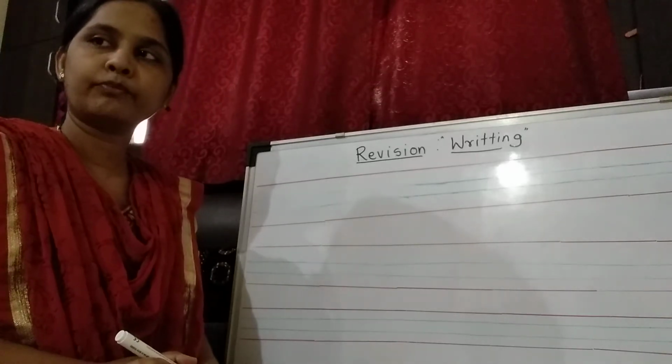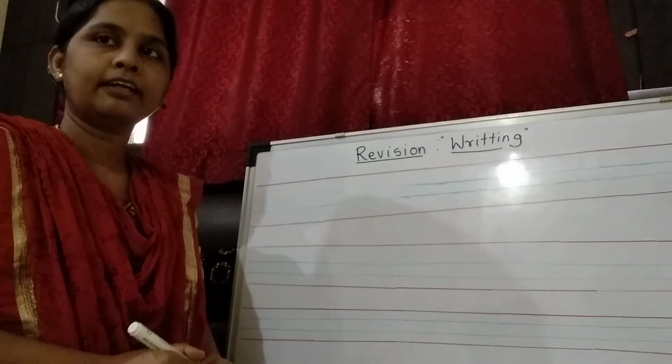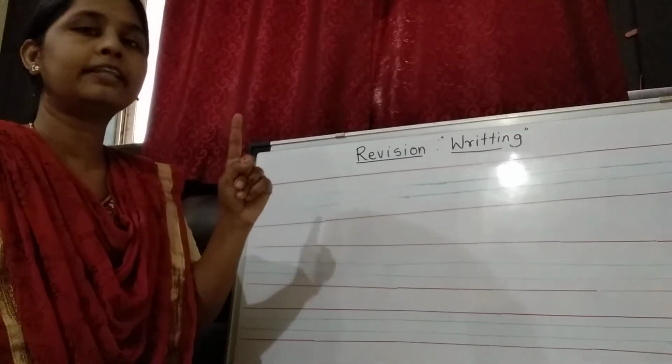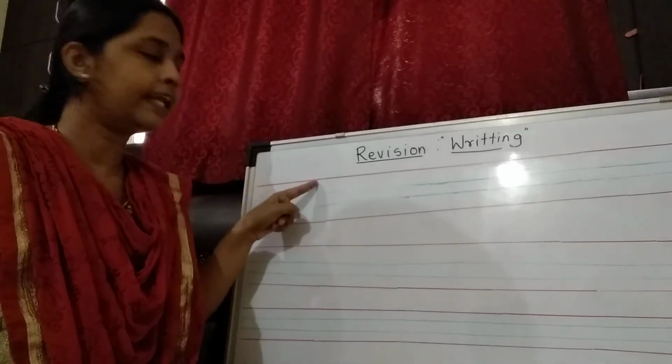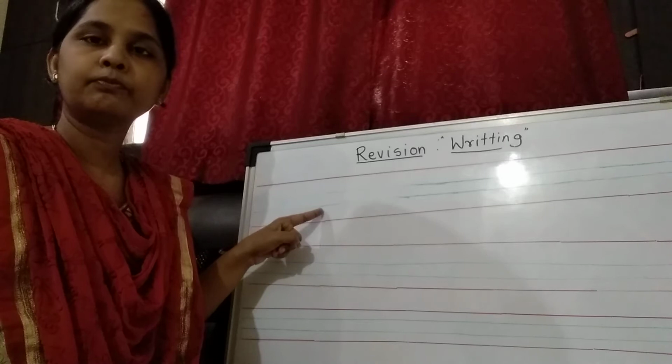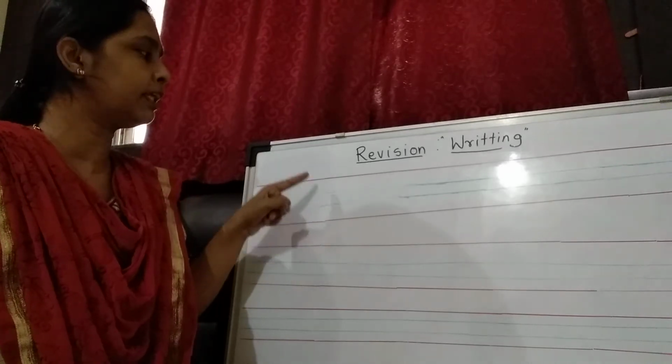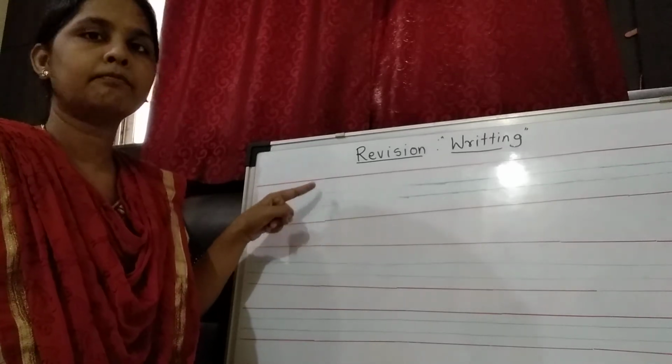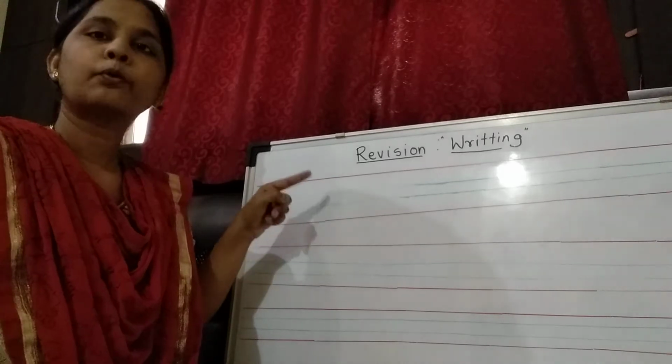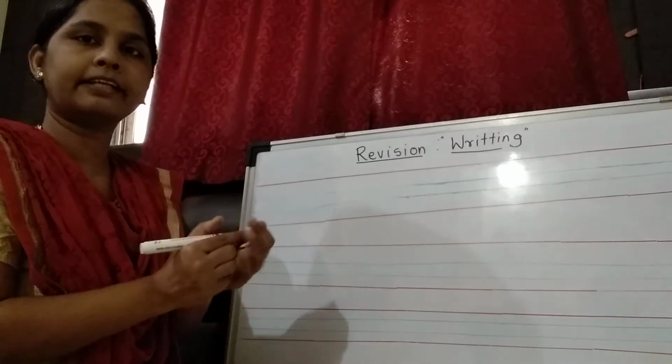So one thing we have to remember is the red line and blue line. Lovely. What do we have to keep in mind? Red line and blue line. Very good. So start writing with me.